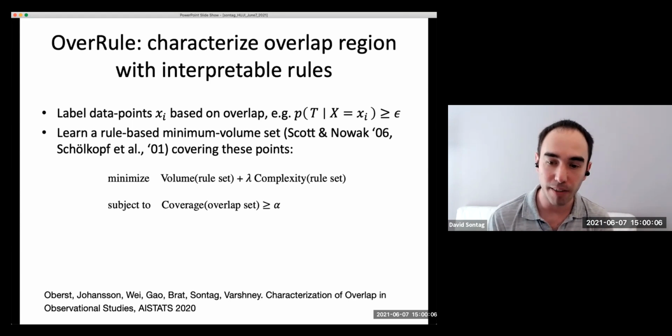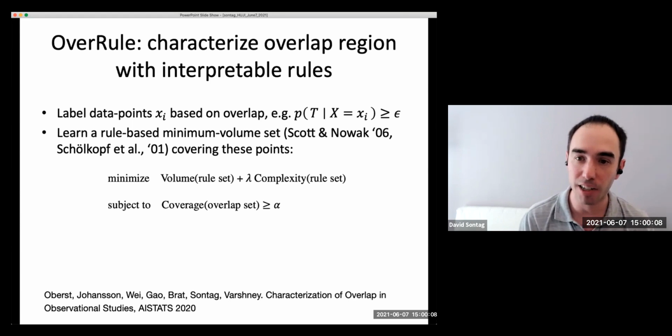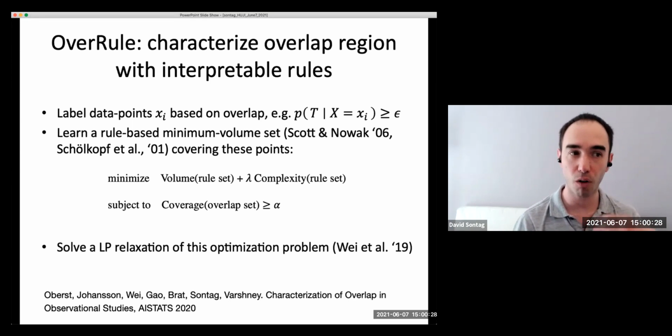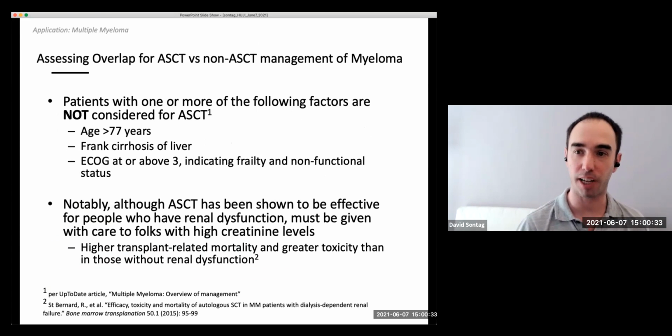For example, in this recent paper in AI Stats, we showed how one can formulate this problem of describing the overlap region as an integer linear program, where we're trying to describe the set of points X such that the probability of treatment given X, as estimated using a machine learning algorithm, is always bounded away from 0. We want to describe it as simply as possible. We solve a relaxation of that problem, and I'll show you an example of what the output looks like.